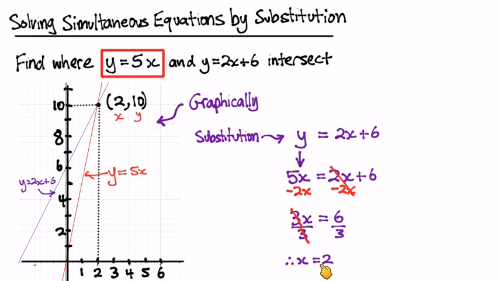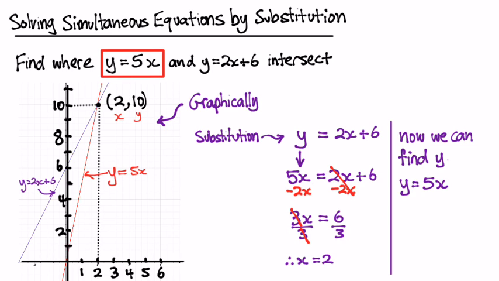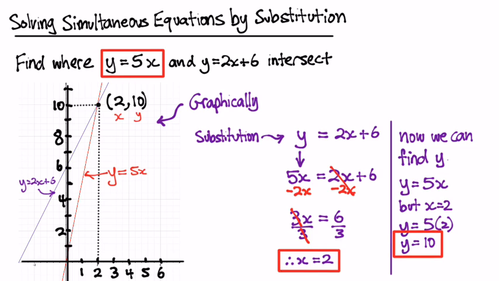This is really handy now, because now I can also work out y by taking that x value and just simply replacing it or substituting it into one of the two equations. This one will be the easiest. So let's do that. I know that y equals 5x. I've already worked out that x equals 2. So I can now say, well, y equals 5 times 2, which is 10. And I've managed to solve both for my x value and my y value by using substitution.